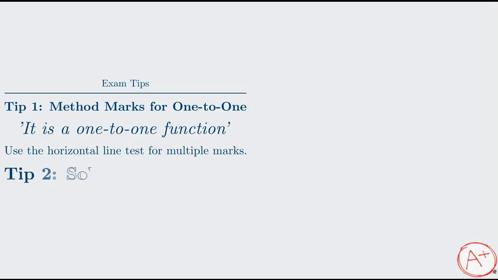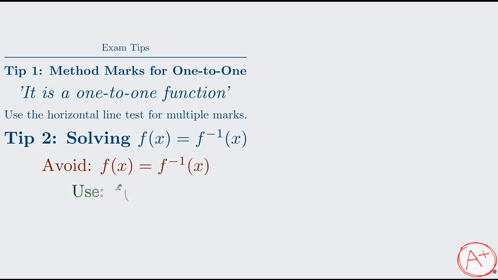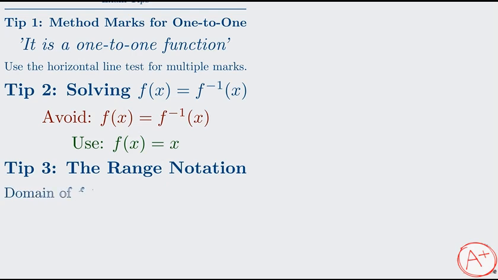If a question asks for intersection points, do not set the expressions equal to each other. Solve f of x equals x instead. It is mathematically equivalent and significantly faster. Be precise with your notation. A domain involves x values, while a range involves y or f of x. If you are asked for the domain of f inverse, your final answer must start with x.